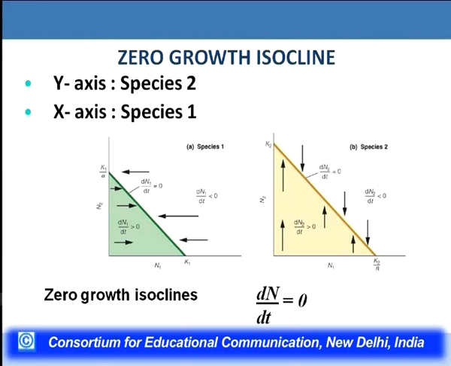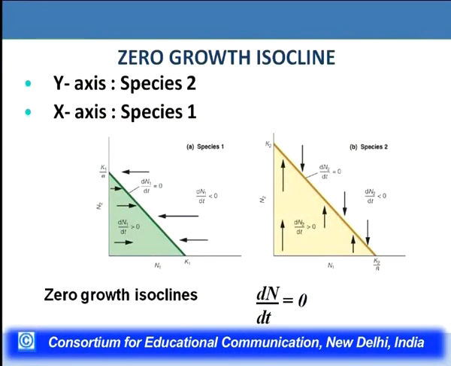Here we can see a dark green line has been drawn which joins the x-axis to the y-axis. Here K1 is the carrying capacity for species 1, and on the y-axis we see K1 by alpha. K1 by alpha represents the number of individuals of species 2 which is equivalent to the carrying capacity of species 1. So K1 by alpha is those many individuals of species 2 which are equal to the carrying capacity for species 1. For example, if K1 is 100, then K1 by alpha on N2 is equivalent to 100 carrying capacity.